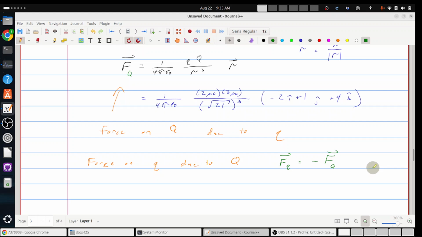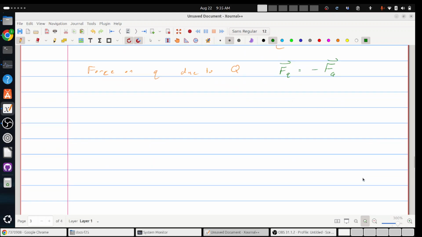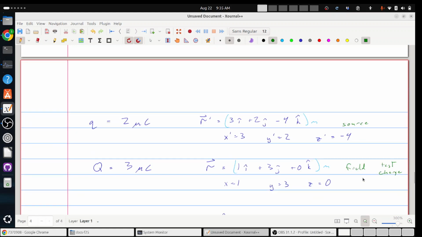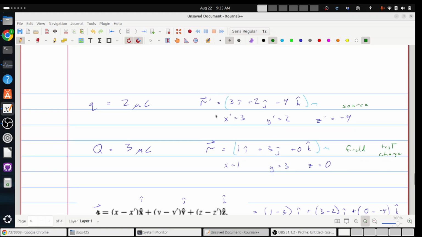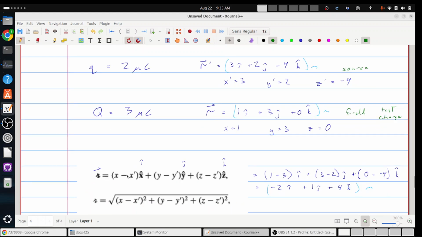In terms of the mathematics of it, if I go back and I look at those r vectors, I'm basically switching which one is r and r prime, which means I switched the order in here. So instead of it being 1 minus 3, it's 3 minus 1. Instead of it being 3 minus 2, it's 2 minus 3. Instead of 0 minus minus 4, it's minus 4 minus 0, which means it's exactly the opposite vector.